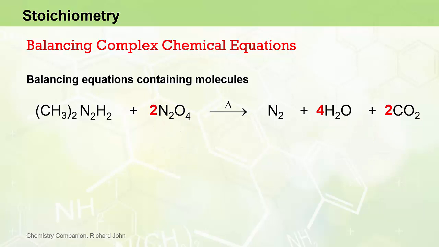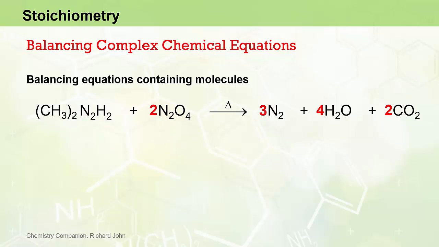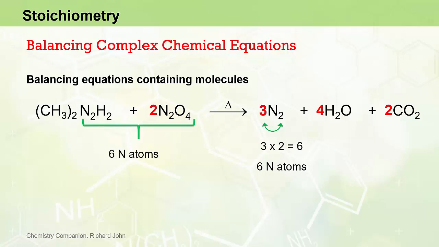Finally, that leaves us with the nitrogen atoms, which we left till last. If we count up all the nitrogen atoms on the left-hand side, we have 2 in the dimethylhydrazine molecule, and we have another 2 times 2, which equals 4 nitrogen atoms associated with the dinitrogen tetroxide. So we have a total of 6 nitrogen atoms on the left-hand side. At the moment, I've only got 2 nitrogen atoms on the right-hand side. So we are going to put a big 3 in front of the N2 to get my 3 times 2, which equals 6 nitrogen atoms on the right-hand side, matching the 6 nitrogen atoms on the left-hand side.